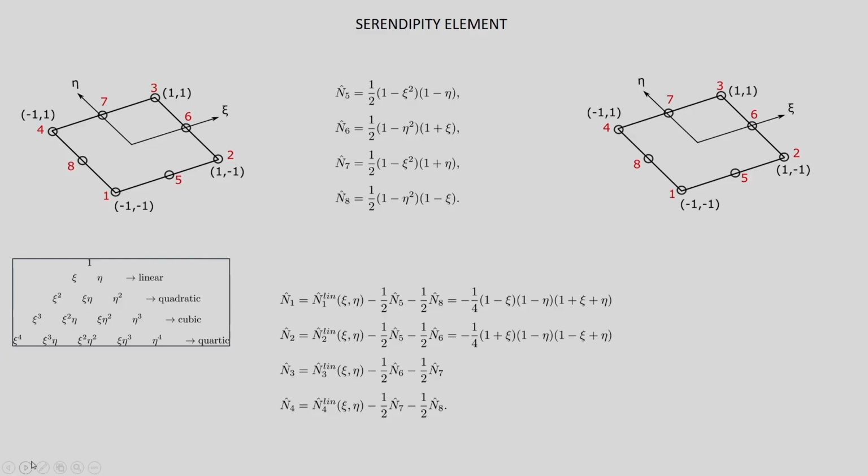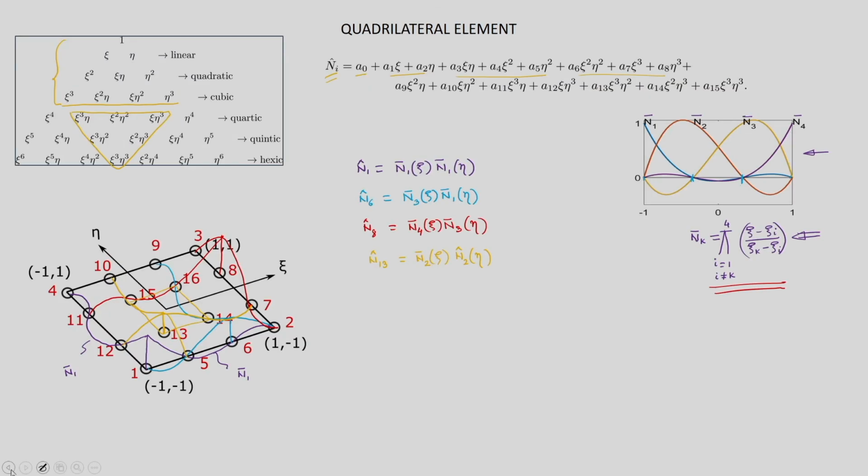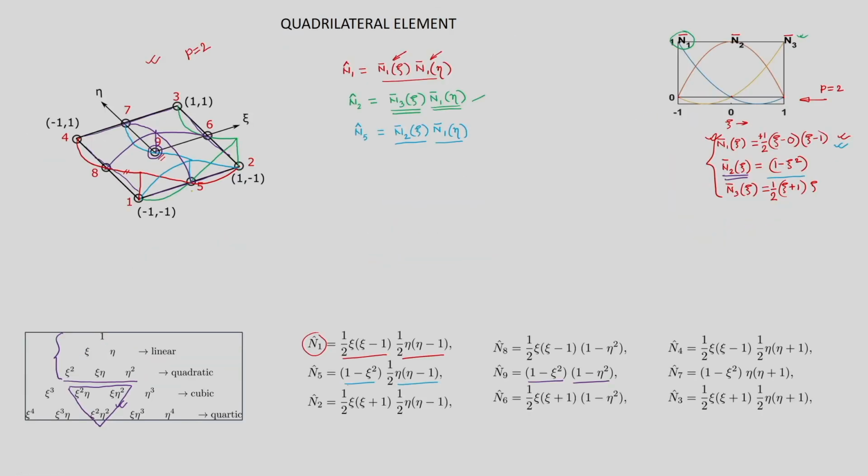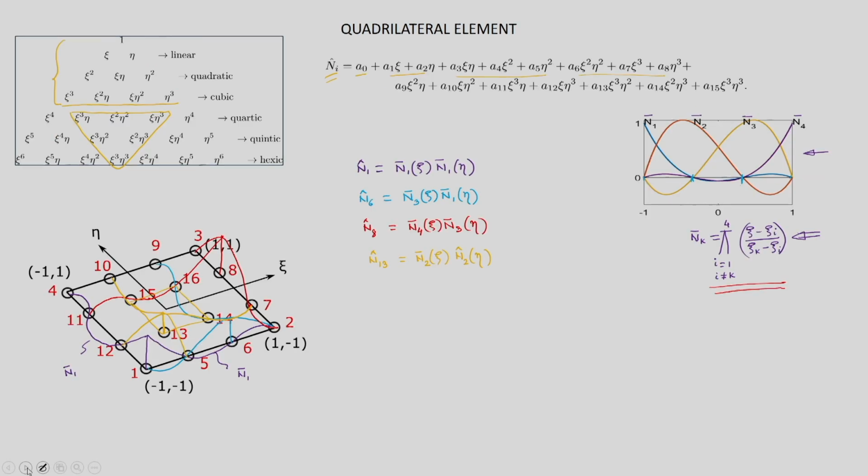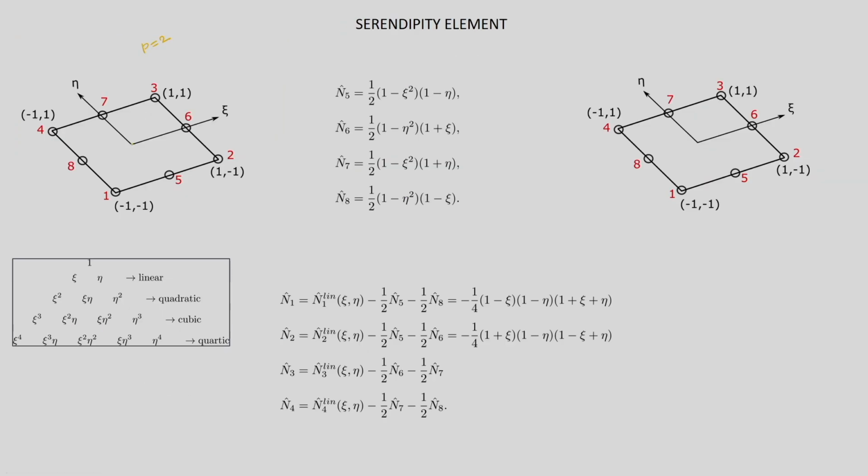Now, for p equal to 2, we had (2 plus 1) whole square, that is 9 phi i's or N i's, and we had 9 nodes. So, let us go back and just have a look. For p equal to 2 we had 9 nodes and correspondingly 9 N i's or shape functions. Now, if we ignore the middle node, the other nodes will belong to only the sides of the quadrilateral.